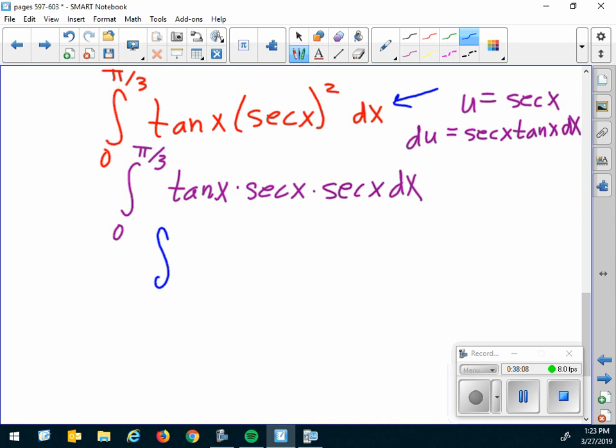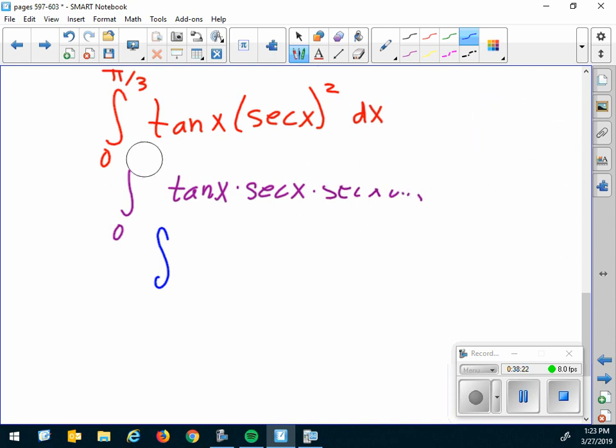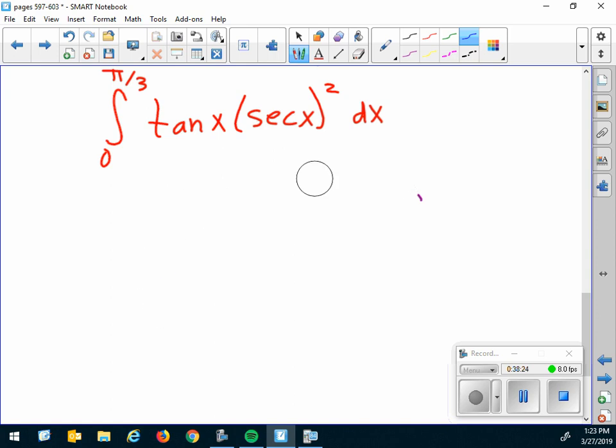Derivative of secant, wait a minute. Let me think for just a minute. There's something I want to make sure I'm doing right. I'm not doing this right. I knew I was having a problem. I knew I had something wrong.